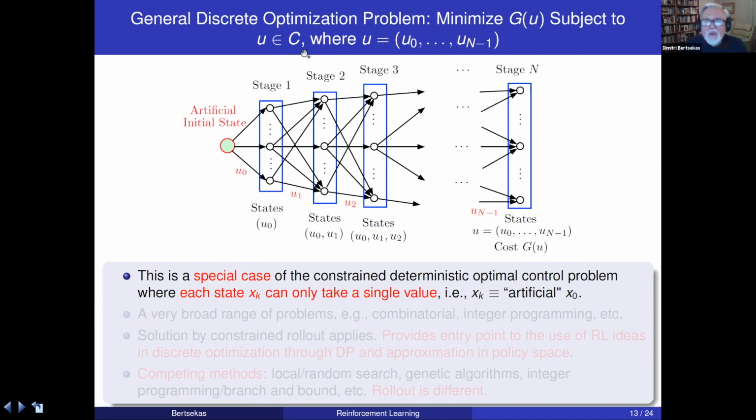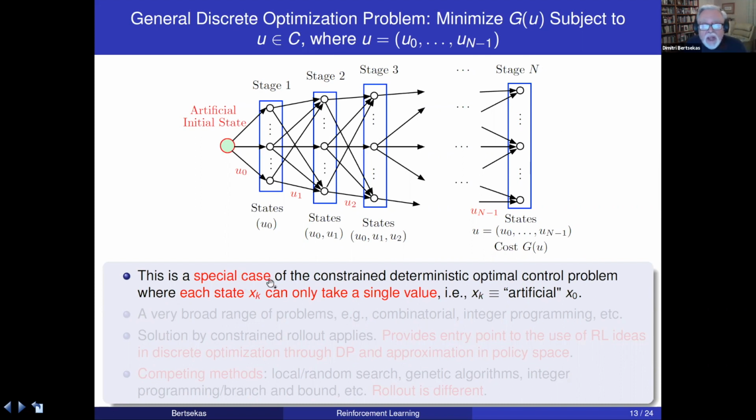Now, if we didn't have these constraints, this would be a shortest path problem, okay? If we had costs only on the arcs, this would be a shortest path problem. But now we have constraints, and some of these trajectories are feasible and some of them are not. So we have to pick our way out from the beginning to the end while maintaining feasibility. Okay, so that's the problem.